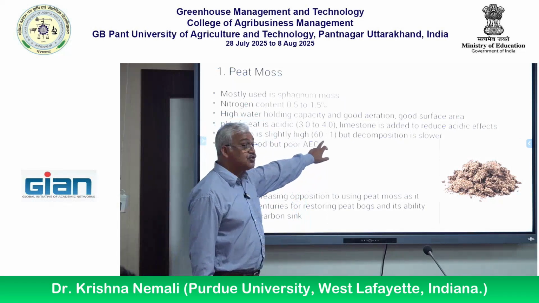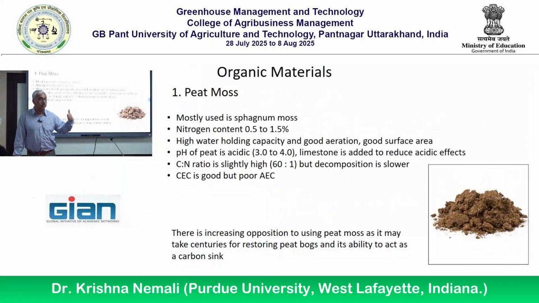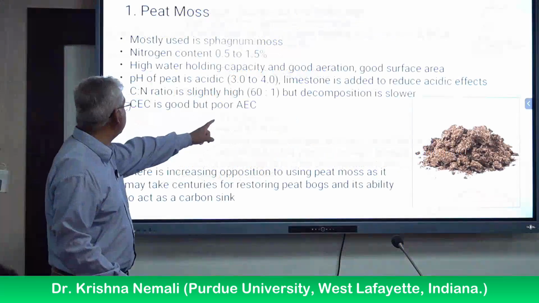Carbon nitrogen ratio 60:1. Isn't that what I recommended? 60:1. So good. Peat has got good carbon nitrogen, so you got a check box. So the advantages are good water holding capacity, good nutrient retention. It's got a good carbon nitrogen ratio.